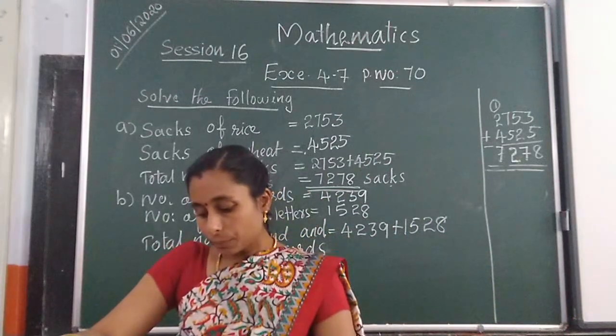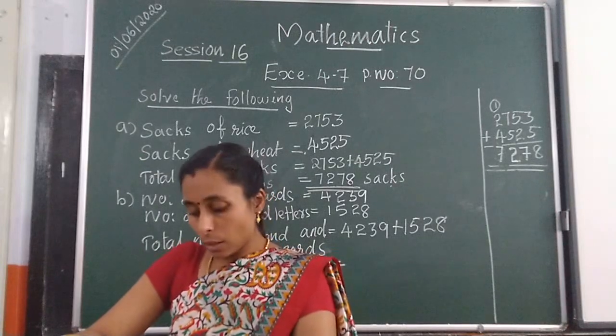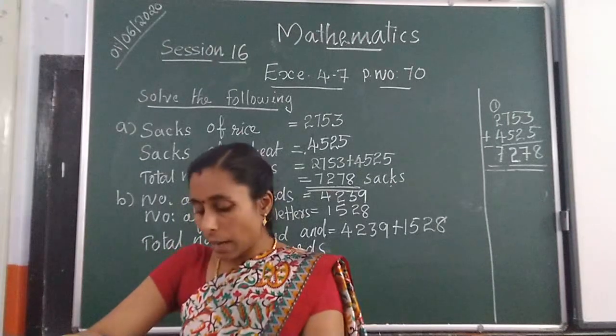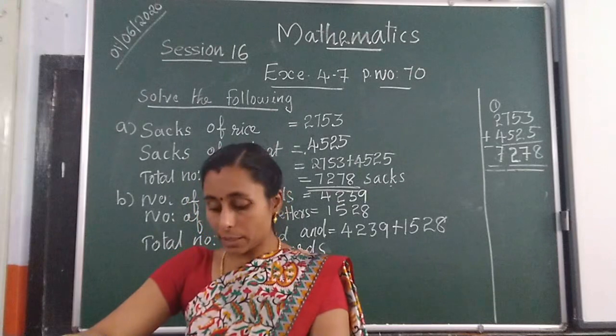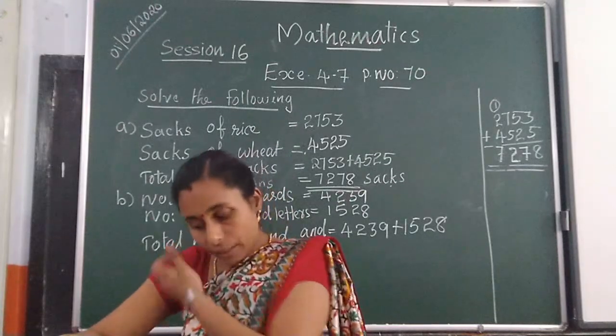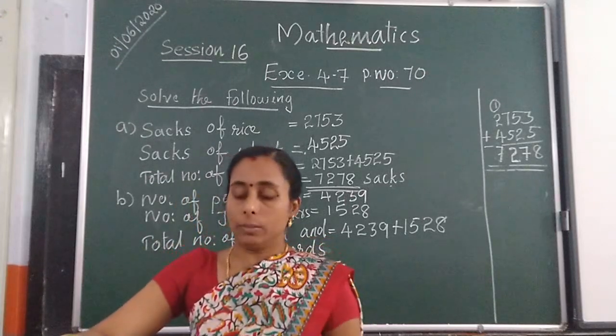Question number 2B. A post office has 4,239 postcards and 1,528 inland letters. How many postcards and inland letters are there in all?